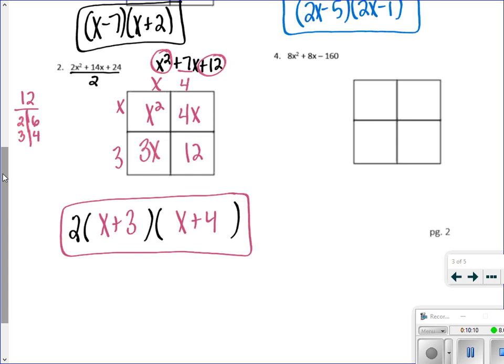We're going to keep doing some more together. On number 4, is there a GCF? Yes, it's 8. So divide it all by 8. Now that 8 just goes in front of your parentheses. You don't have to do anything else with it. It just has to be included in your answer to show that we did that initially. The new expression that we get to actually factor is x squared plus x minus 20.